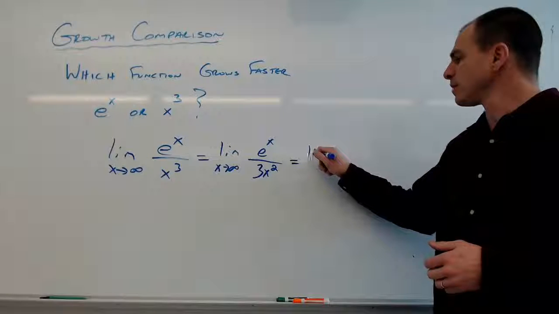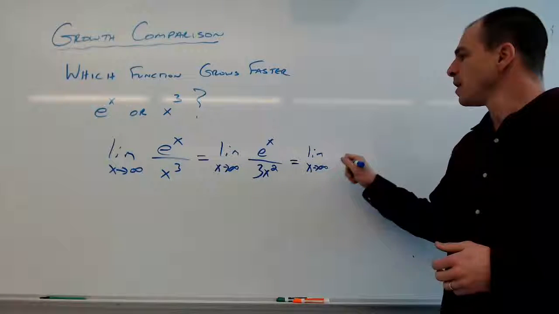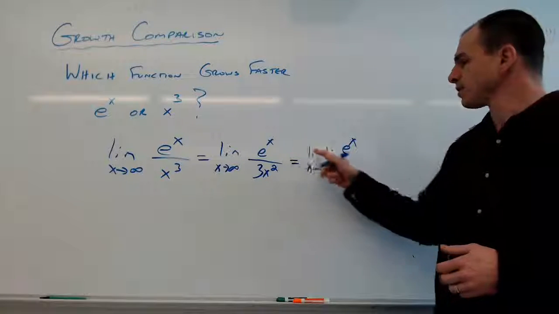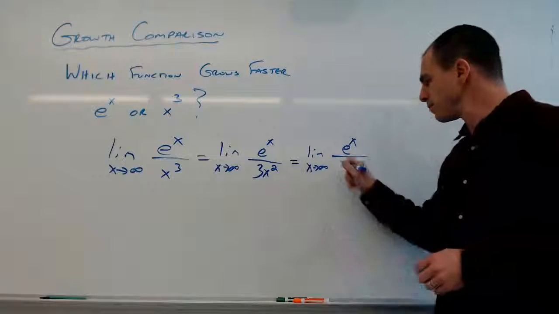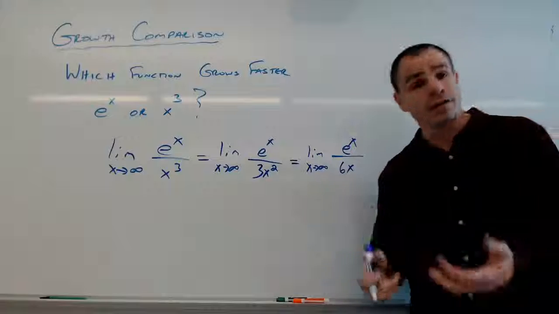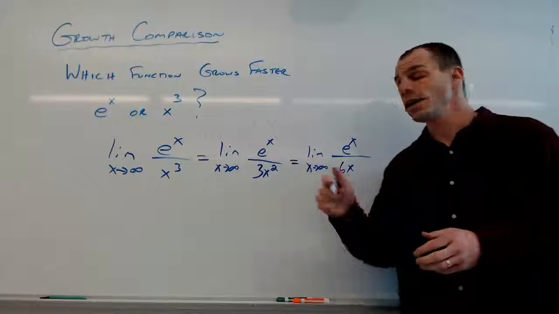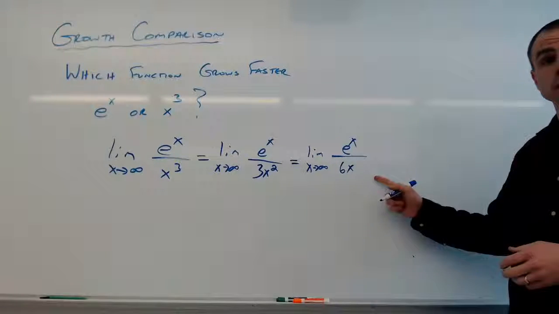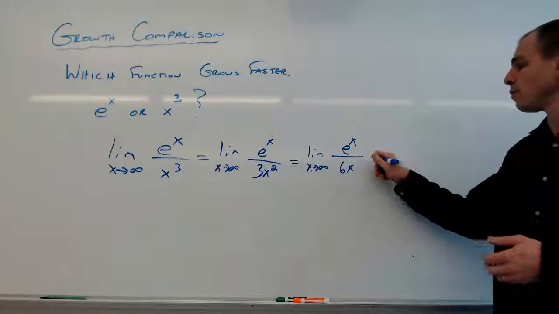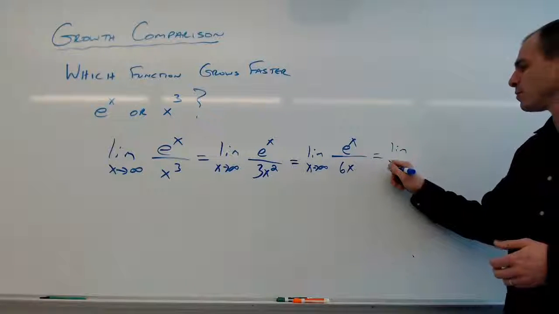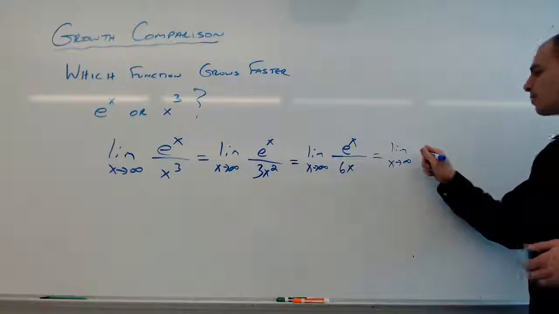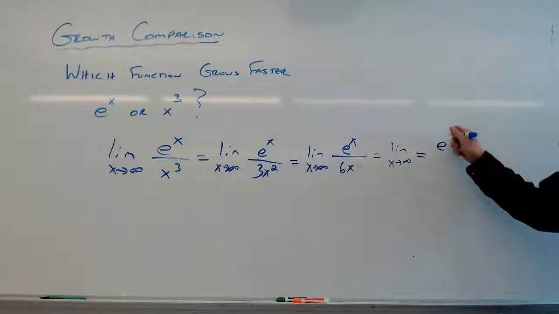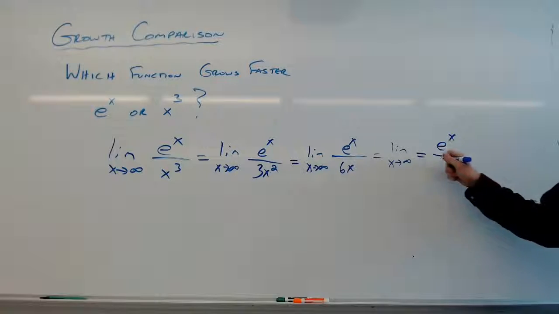So this becomes the limit as x approaches infinity of the derivative of e to the x, which once again is e to the x, over the derivative of 3x squared, which is 6x. Once again, this gives us infinity in the numerator and infinity in the denominator. So let's do it one more time. Now we have the limit as x approaches infinity, and our numerator is the derivative of e to the x, which is e to the x. Our denominator is just 6.